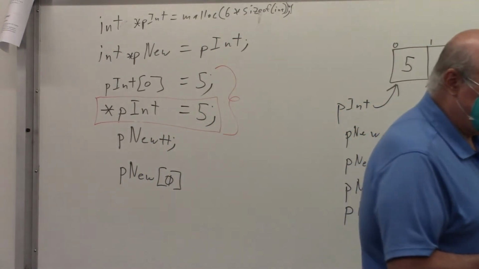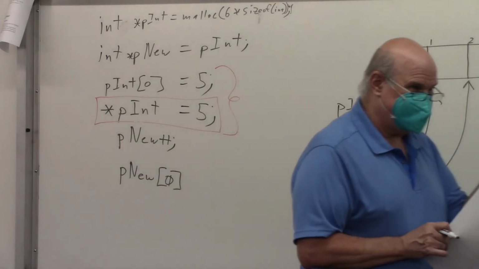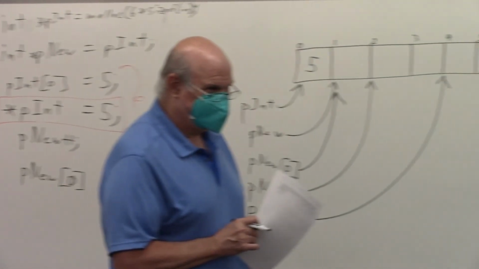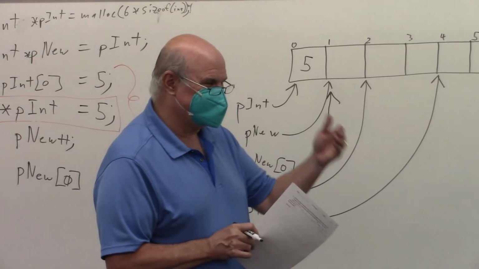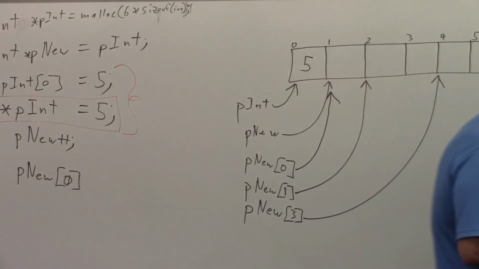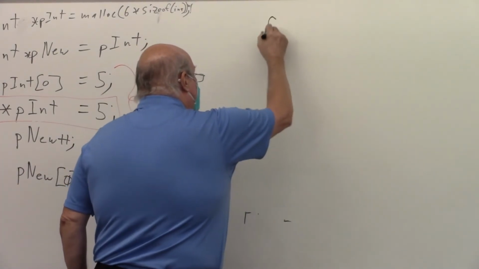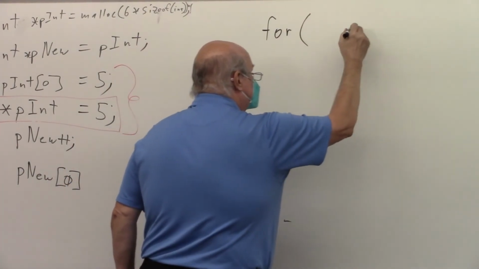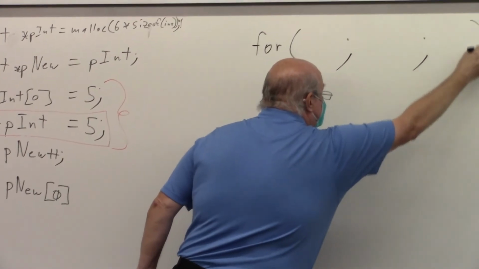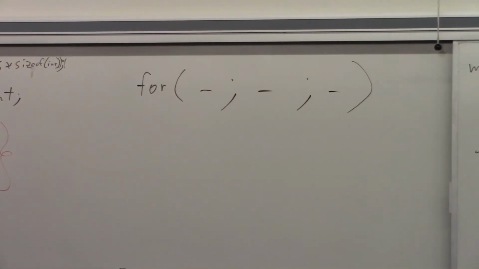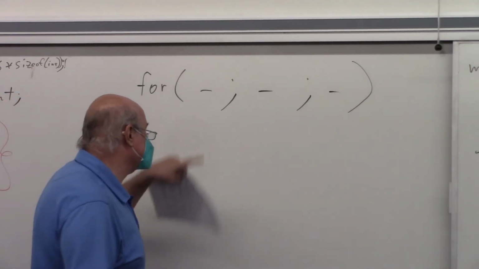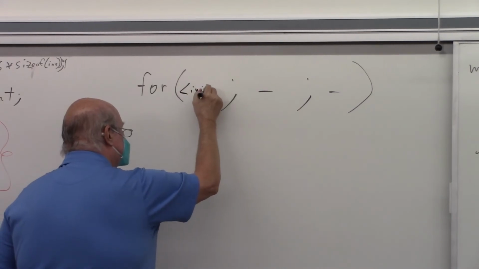What's one of the three components in a for loop? You can pick any of the three. Initialization. And which one is it? The first one, okay. Initialization.